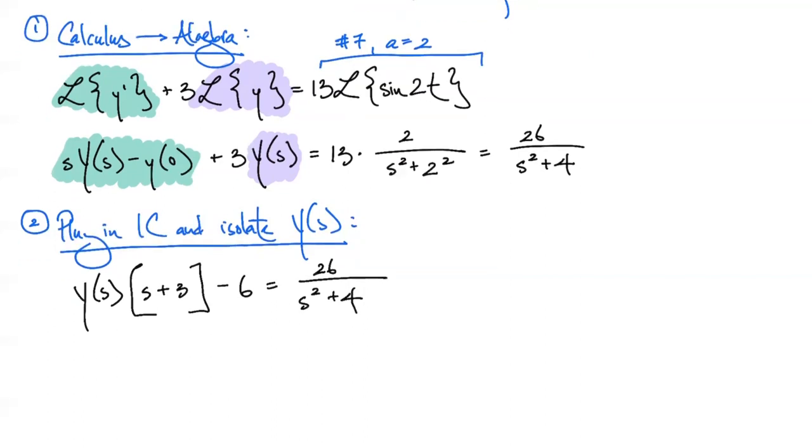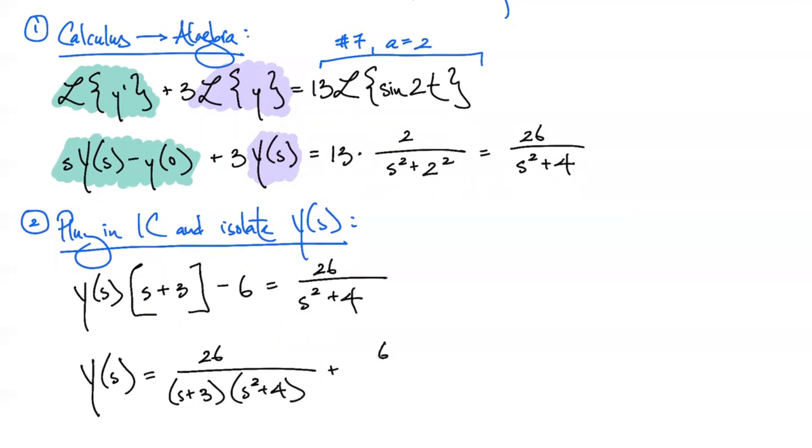Right. So I've substituted things in. Now I just need to isolate my uppercase y of s. And so I'm going to do that by going ahead and adding 6 to both sides, and then I'm going to divide by s plus 3. And so that will give me uppercase y of s equals, let's see, 26 over s plus 3 times s squared plus 4 plus 6 over s plus 3.